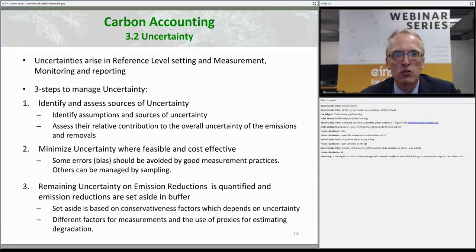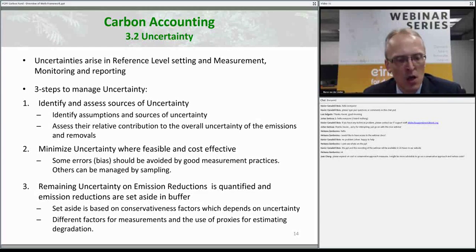So you remember when we were saying that for forest degradation you can use proxies. The methodological framework recognizes that these proxies have a much higher uncertainty associated with them. So there are different discount factors if you do degradation and you use proxies to estimate that.